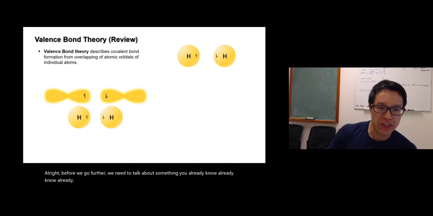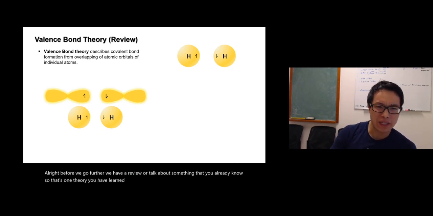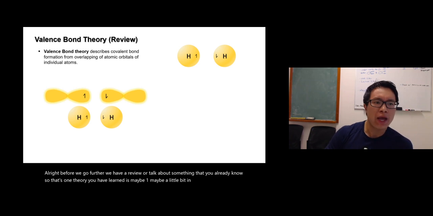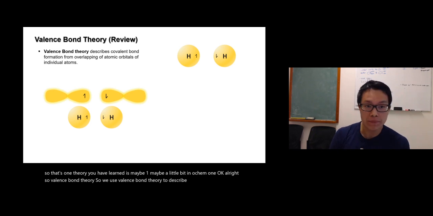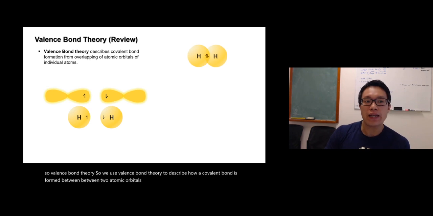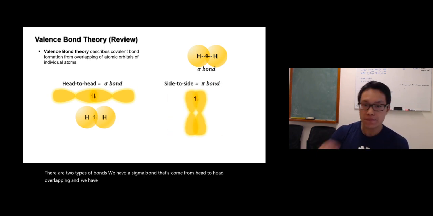All right, before we go further, we have a review or talk about something that you already know. So valence bond theory, you have learned this in maybe Gen Chem 1, maybe a little bit in Ochem 1. All right, so valence bond theory. We use valence bond theory to describe how a covalent bond is formed between two atomic orbitals. In valence bond theory, there are two types of bonds. We have a sigma bond that comes from head-to-head overlapping, and we have side-to-side, that type of bond.